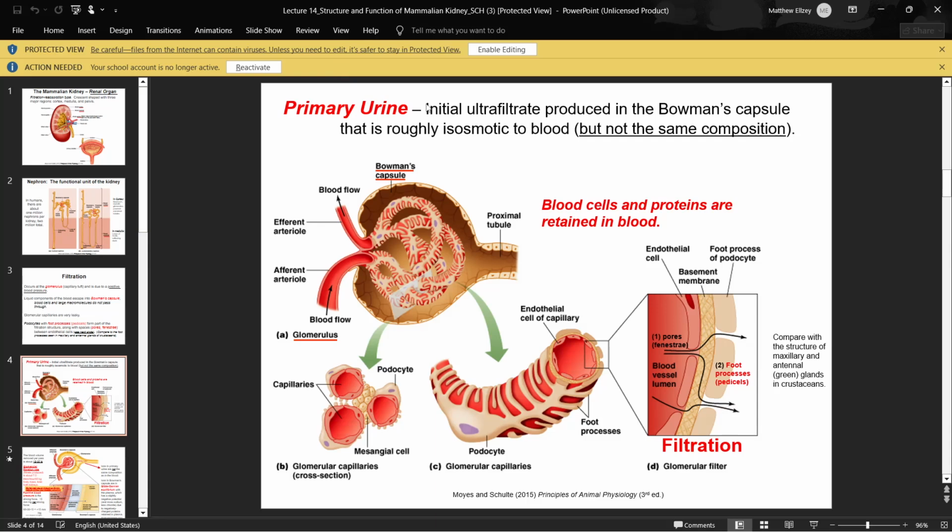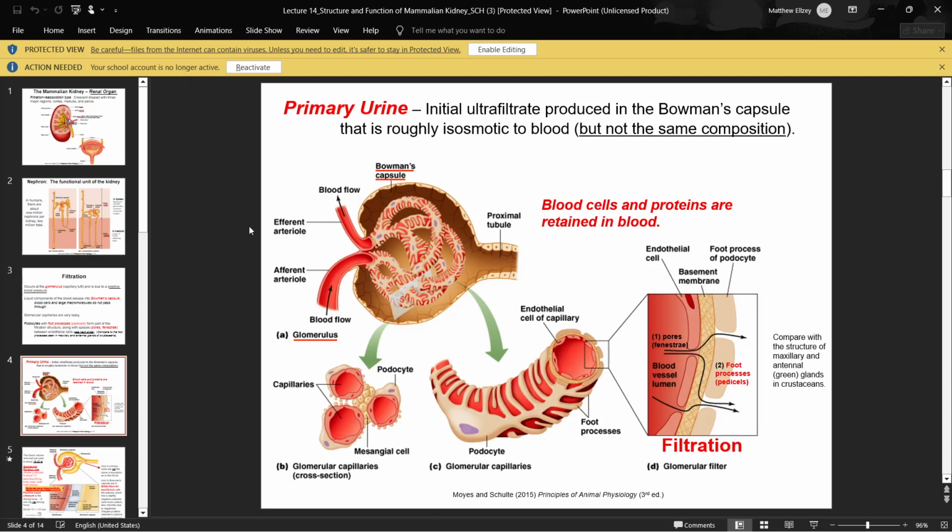So, a quick definition here. The primary urine is the initial ultrafiltrate produced in the Bowman's capsule and is roughly isoosmotic to the blood. So osmolarity wise, it is going to be about the same as blood, but the composition is not the same, and that's going to come up in, I think, the next slide.